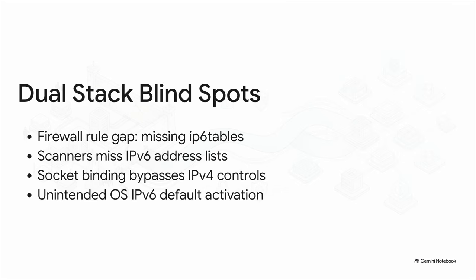That means a service that is totally hardened against IPv4 attacks might be fully exposed and completely invisible on its IPv6 address. Third is socket binding. Apps binding to the IPv6 wildcard listen on both paths, letting traffic bypass your IPv4-only controls entirely. And lastly, unintended activation. Linux, Windows, macOS, they all enable the IPv6 stacks silently by default. So your IPv4 interfaces might be locked down tight, but your IPv6 interfaces, probably wide open.